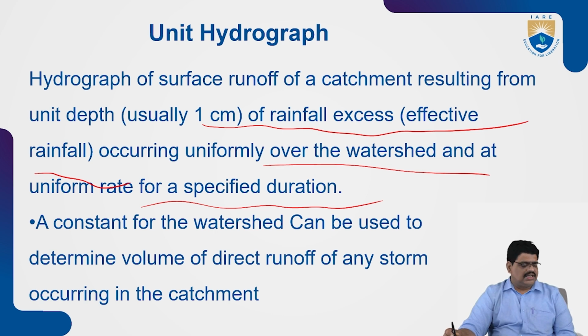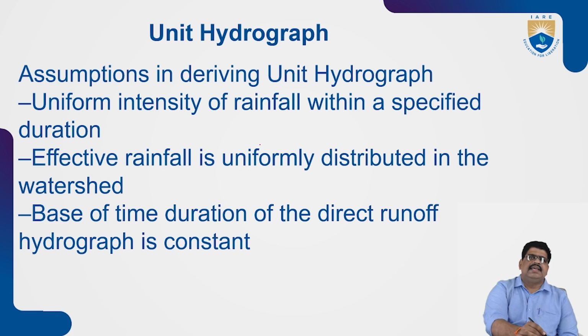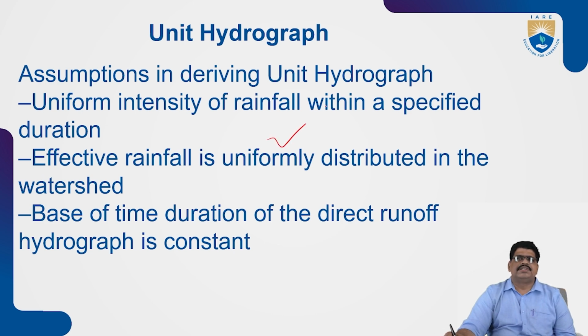Next, the constant of the watershed. The constant of the watershed can be used to help determine the volume of direct runoff from any storm occurring on the catchment. So what are the assumptions of the unit hydrograph? What are the assumptions of the unit hydrograph? Very important. The first assumption is uniform intensity of rainfall with a specified duration.